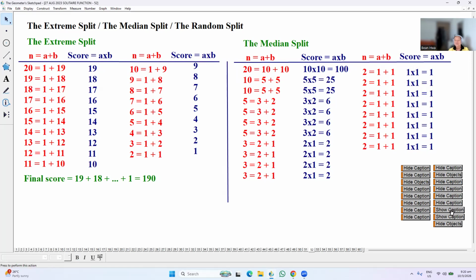Find the final score. It is 100 plus 25 twice, which is 50. 6 times 4, 24. Then 4 times 2 is 8. And then 1 occurs 8 times. The final score for the median split is the same as the extreme split.